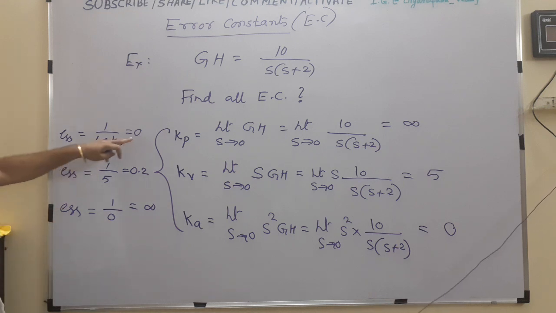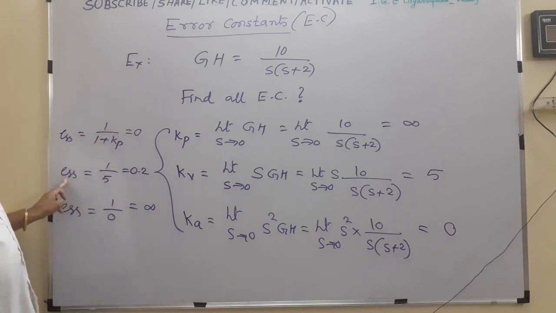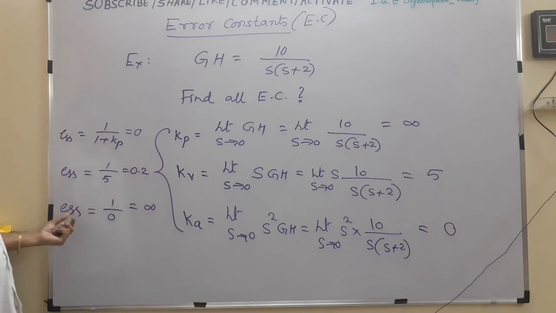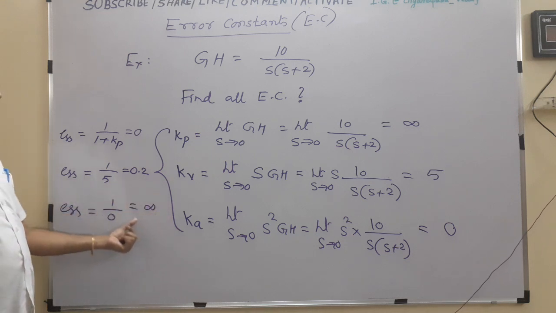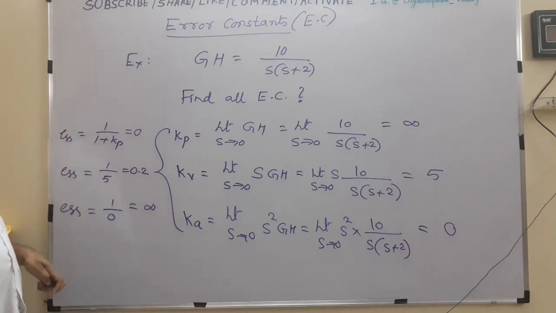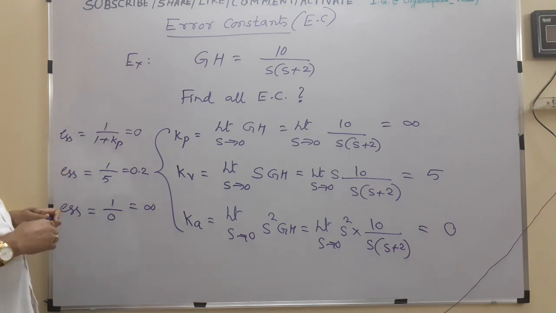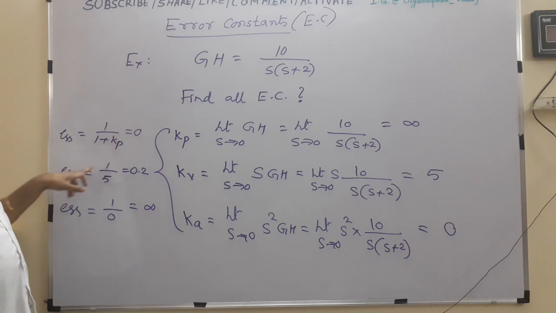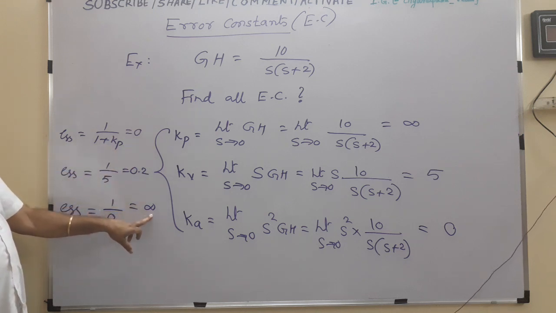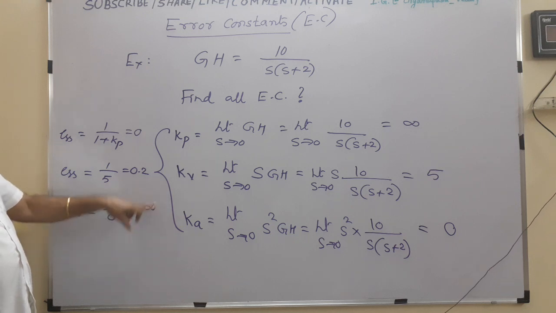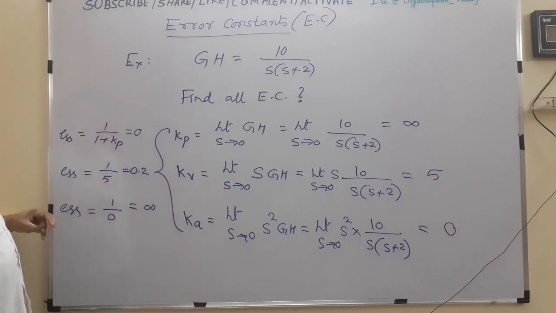So error is either 0 or infinite. Error generally cannot be infinite. That is one of the drawbacks. Error is infinite means meaningless. So error can be 0, allowed. Error can be finite, allowed. Error is infinite, not allowed. This is the drawback of error constants.